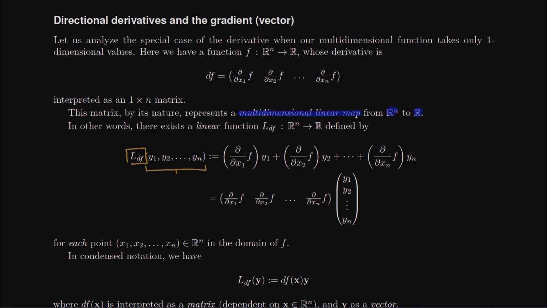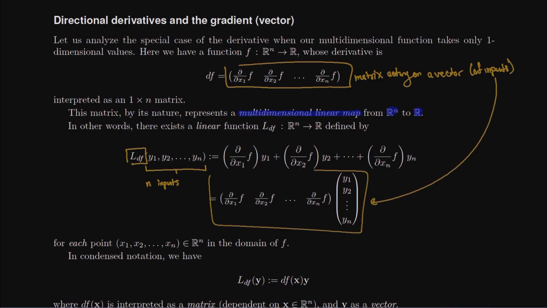It has itself n inputs. And basically we consider this as a matrix acting on a vector, the vector of inputs. That's really what we have here. Matrix acting on a vector of inputs. What do we get out of it? Well, you get the partial derivative in the first variable times the first input. You get the partial derivative in the second variable times the second input, and so on. The partial derivative in the nth variable times the last input, and you add all of those together.